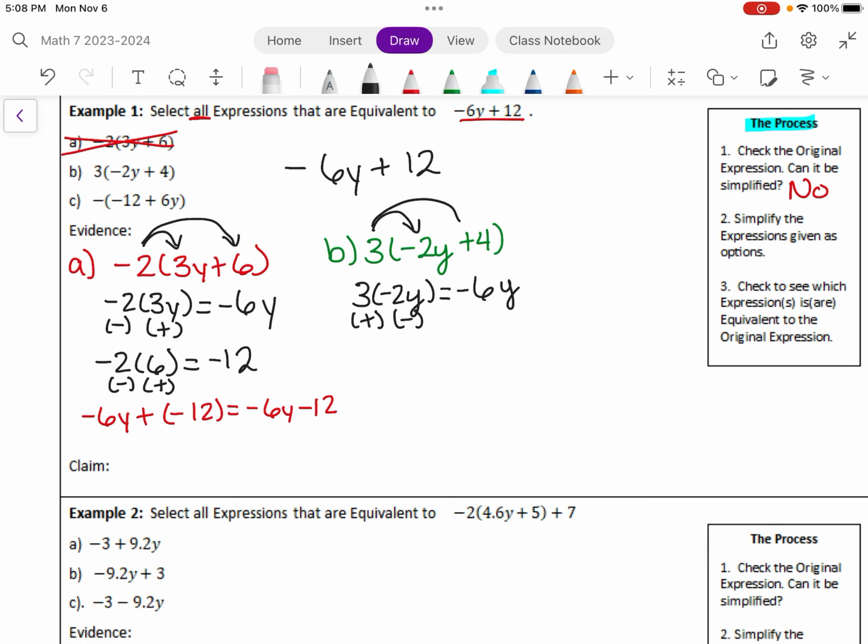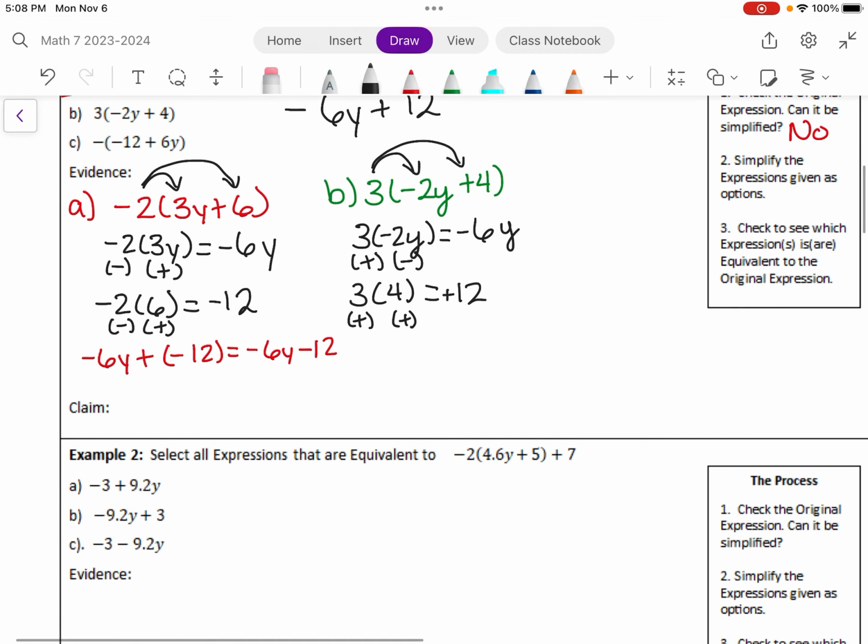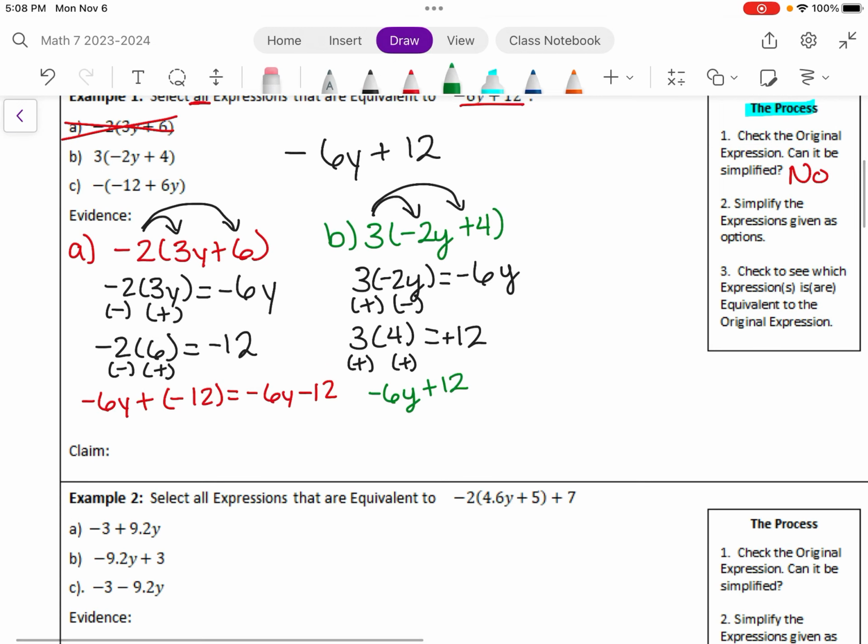Then I'm going to distribute that 3 to my 4. So 3 times 4, 3 times 4 is 12. This is a positive, that is a positive, which makes this a positive. So in the end, I have negative 6y plus 12. Okay, checking at my original, they are the same. They are equal to each other. So that is one of my options. Now let's check C.